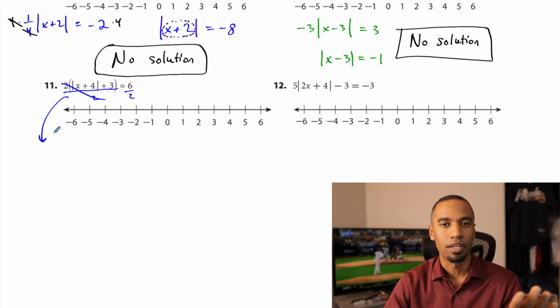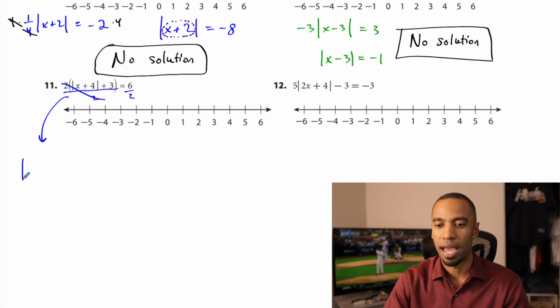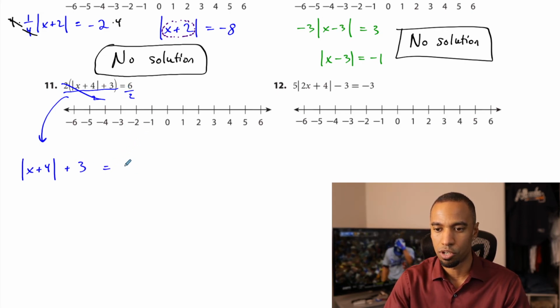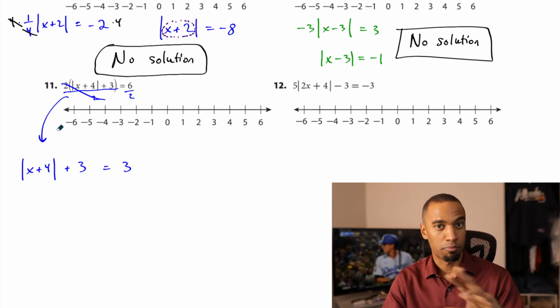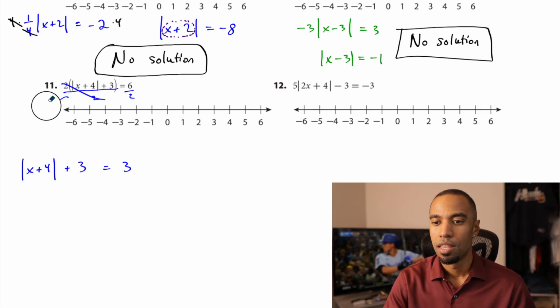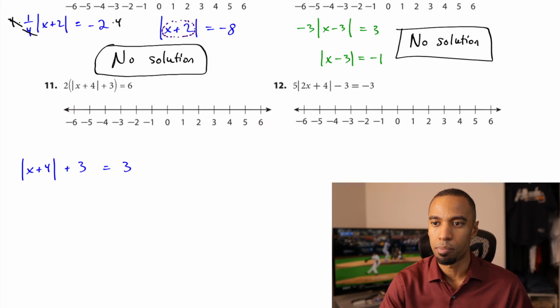So in that situation, I would have the absolute value of x plus 4 and then plus 3 equals 6 over 2, which is 3. So that's one version of what you can do to start it off before we continue forward on the problem. The other version of it is you can distribute the 2.